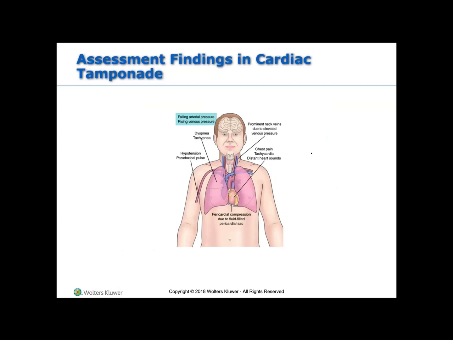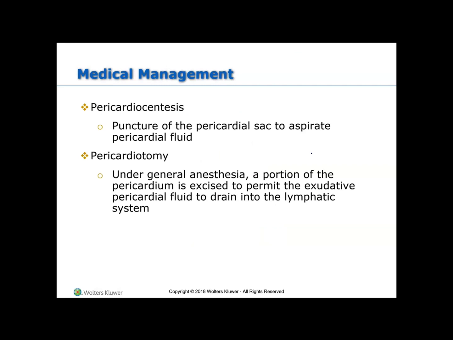Here's how you assess findings of cardiac tamponade. Treatments: pericardiocentesis, which is basically where you puncture the sac and aspirate the fluid. Pericardiotomy, where under general anesthesia a portion of the pericardium is excised to permit the excess fluid to drain. Basically, it just allows the fluid to drain.